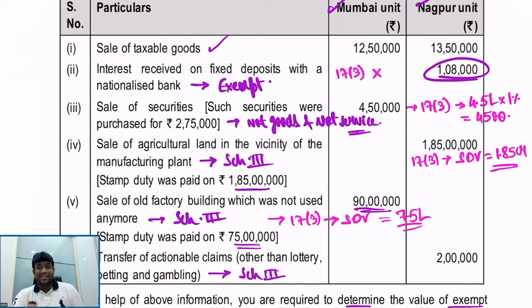So what is covered in exempt supply for the purpose of 17.3, my dear friends? It will be 4,500, this one, 75 lakh, this one, and 1.85 crores, this one. That's it. Simple. Clarity of thought on the concept is required. If you are clear, then definitely you can answer this question. Make sense, right? Exactly. Good.